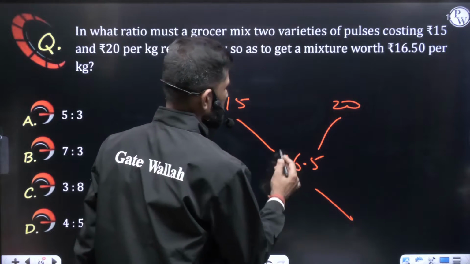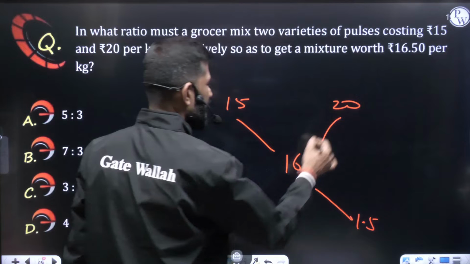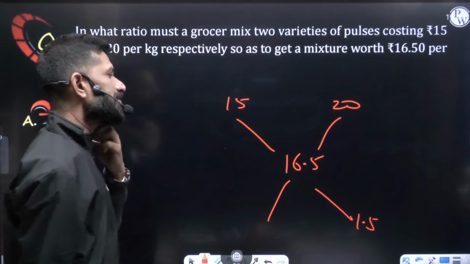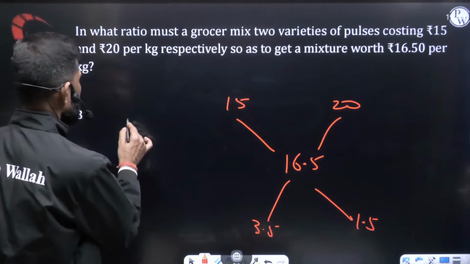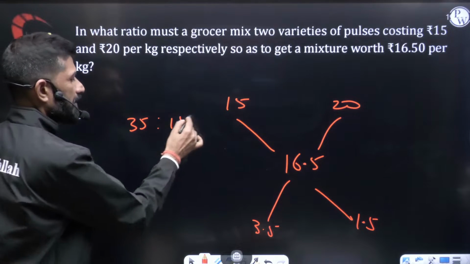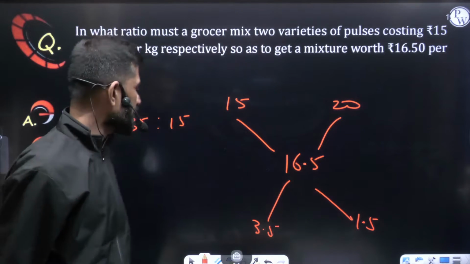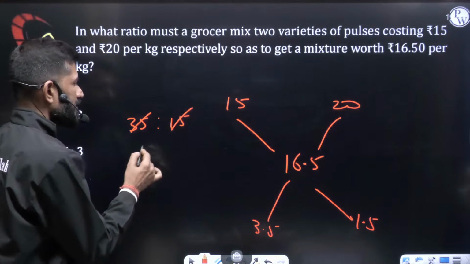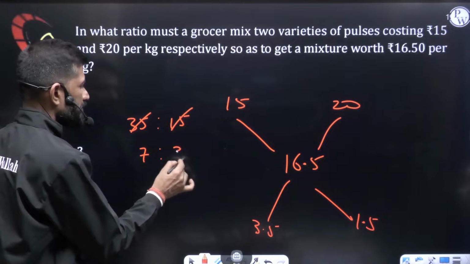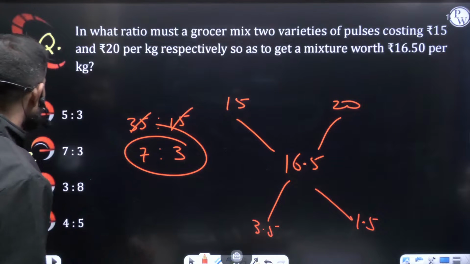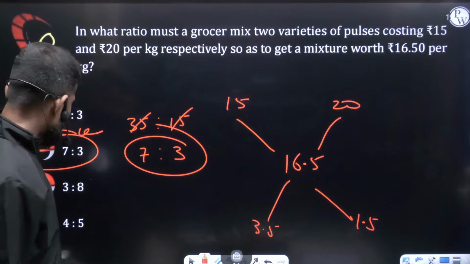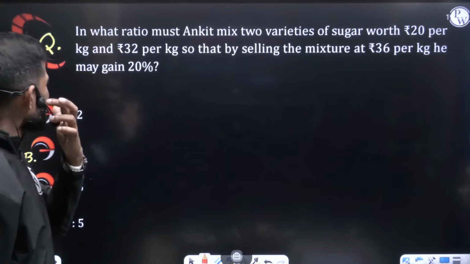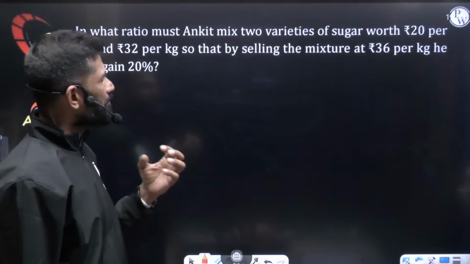So if you subtract, it will come 1.5, and on the other side 20 minus 16.5, it will come 3.5. So it should be mixed in the ratio of 3.5:1.5. Multiplying by 10 both sides, 35:15, which you can further reduce, 7 fives are 35, 3 fives are 15. So it should be mixed in the ratio of 7:3, which is given in option B. As simple as that.